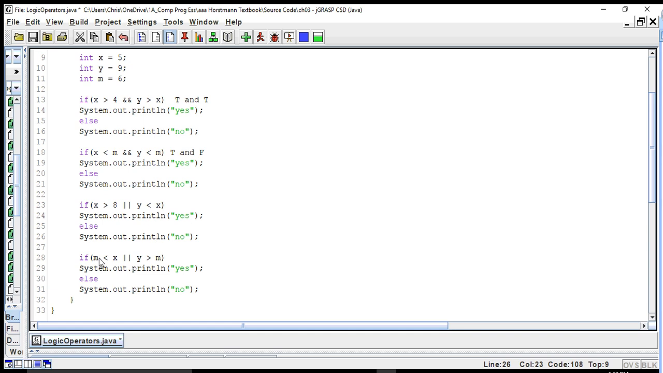The last one says, is 6 less than 5 or is 9 greater than 6? Well, yes, one of them is true. So as long as one of them is true at the or level, then that whole thing is considered to be true. And so therefore it's going to print yes. So it's going to go yes, no, no, yes. And that's how that works.